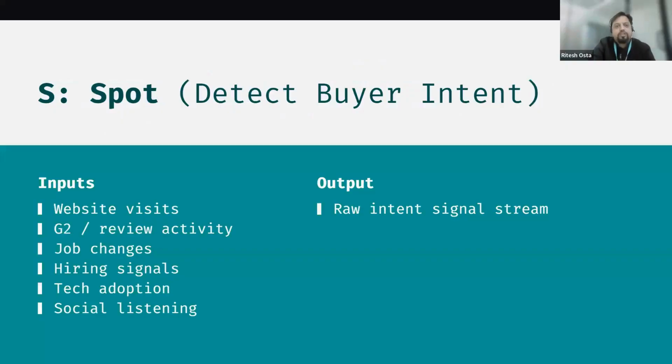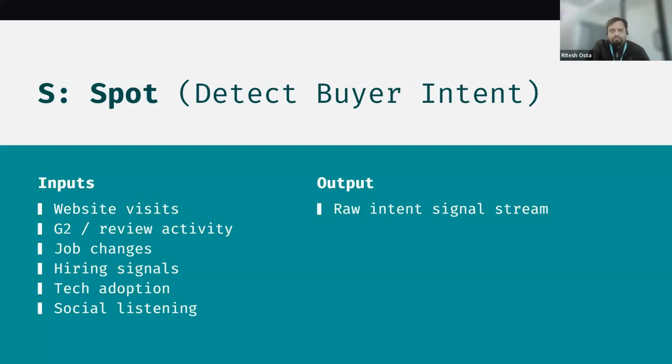Right. So let's talk about the individual steps. Okay, spot. What are the types of signals that you can detect? I've already talked about it, but let me give you some more examples. When it comes to detecting buyer intent and signals, these are some common ones. Of course, we have so many other use cases as well, but these are some really common ones.